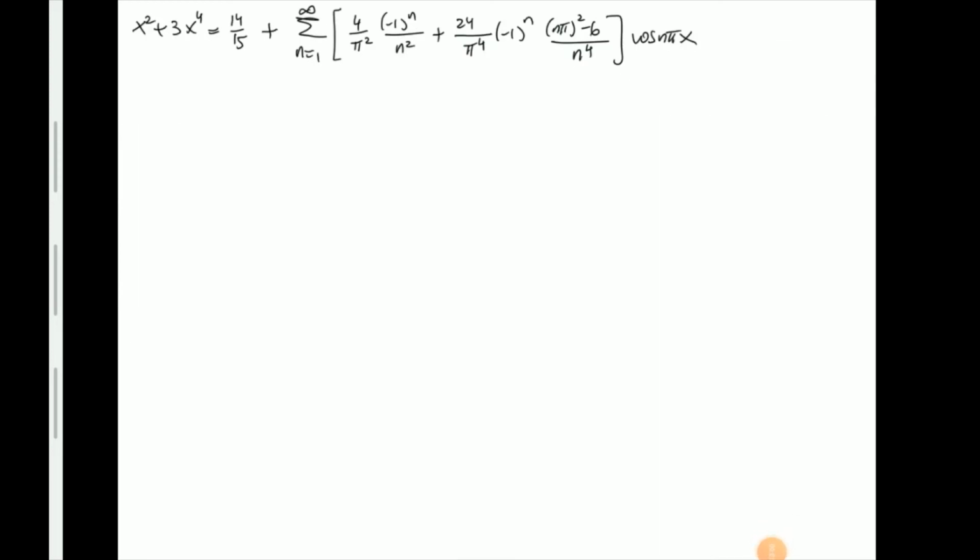All right, so this is the answer. If you didn't get it, then maybe talk to me during the office hours. You should get used to this type of step. And again, the idea is not to simplify too much. It's just to identify the Fourier coefficient.